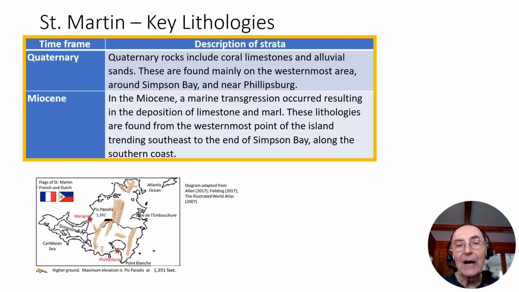In the Miocene epoch, a marine transgression took place, resulting in the deposition of limestone and marl. These rocks are found from the westernmost point of the island, trending southeast to the end of Simpson Bay along the southern coast. Please refer to the sketch map. Quaternary rocks include coral limestones and alluvial sands. These are found mainly on the westernmost area around Simpson Bay and near Phillipsburg.